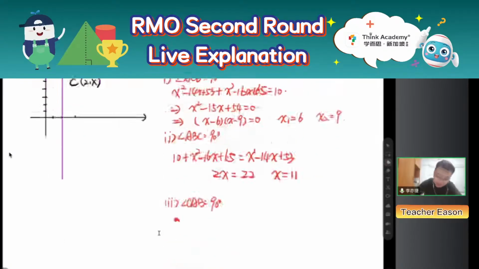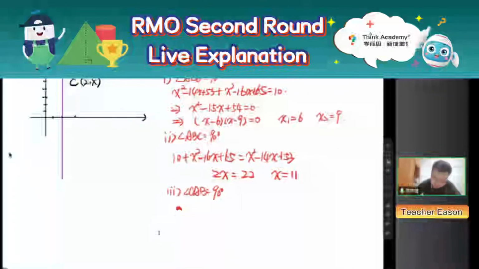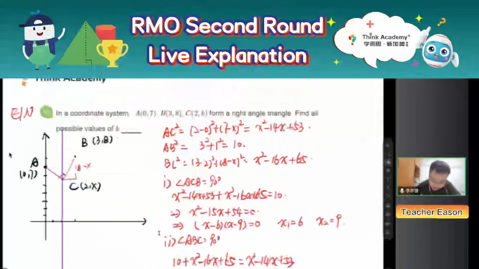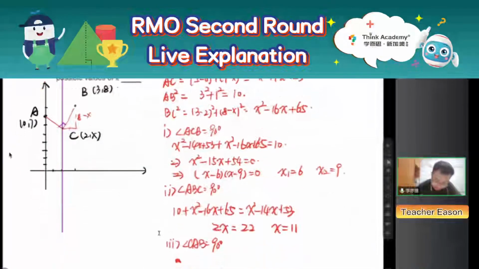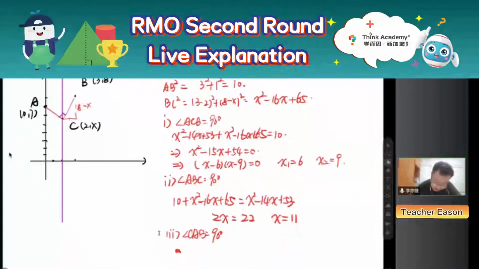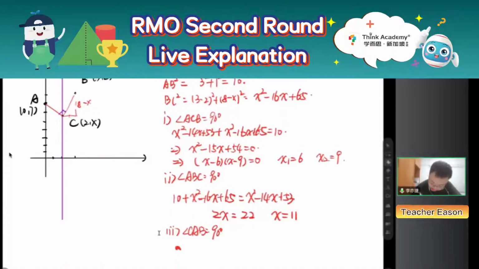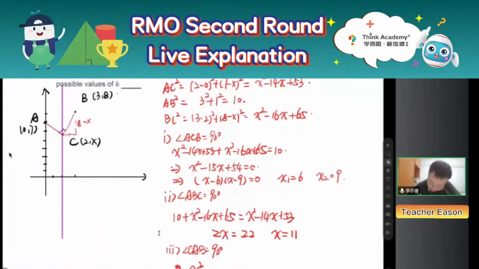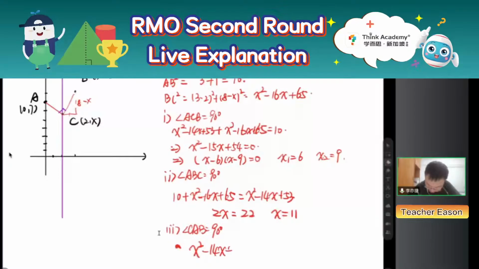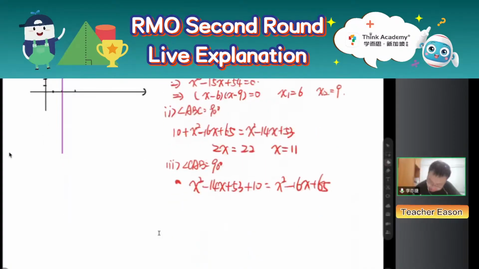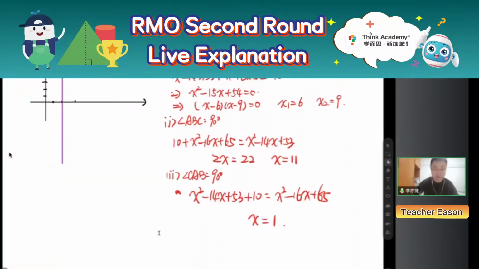Right. And then similarly, the third case, CAB equal to 90 degrees. So we would have CA, which is x squared minus 14x plus 53, plus 10 equals x squared minus 16x plus 65. So similarly, we will get 2x equal to 2, x equal to 1. So generally, we have 4 solutions.